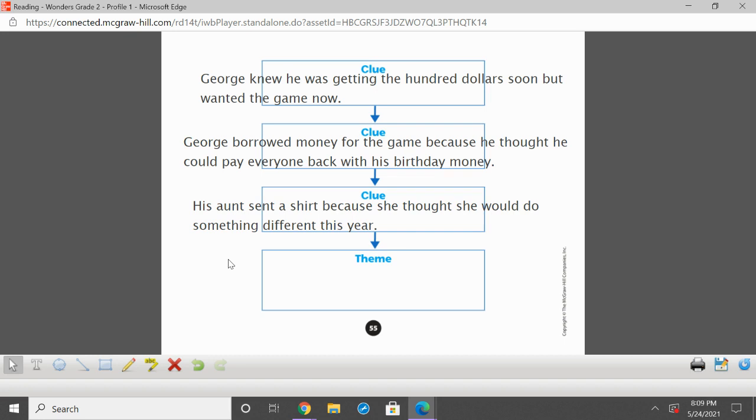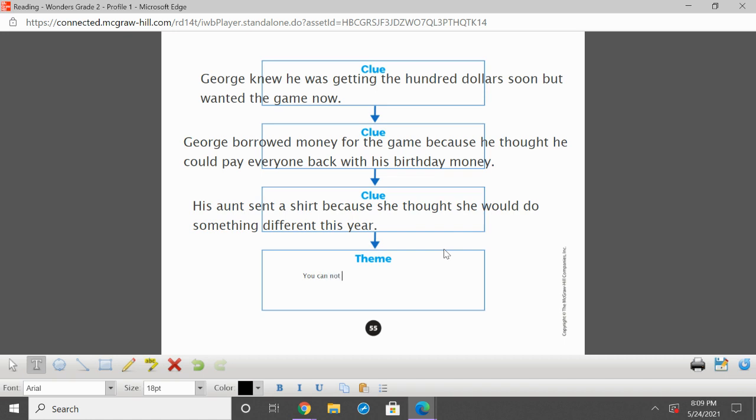So if we look at each of our boxes, we have George knew he was getting the $100 soon but wanted the game now. George borrowed money for the game because he thought he could pay everyone back with his birthday money. And then finally, his aunt sent a shirt because she thought she would do something different this year. So what did we learn from George's mistake? We learned that you can't get ahead of yourself.